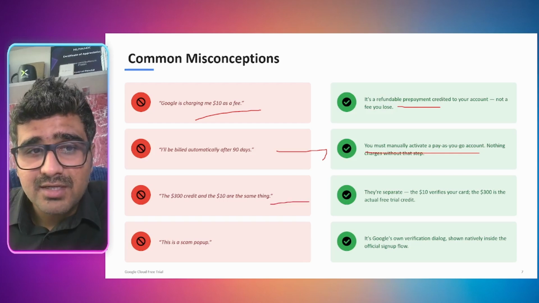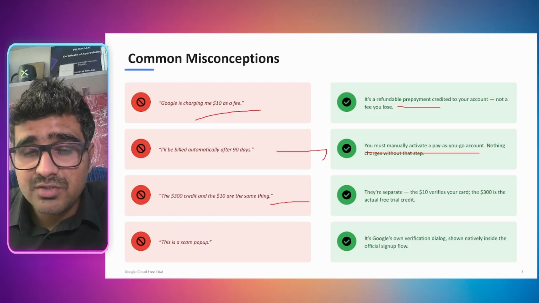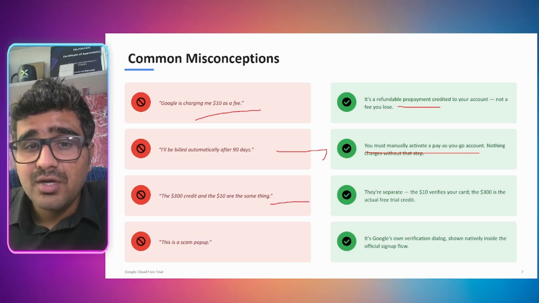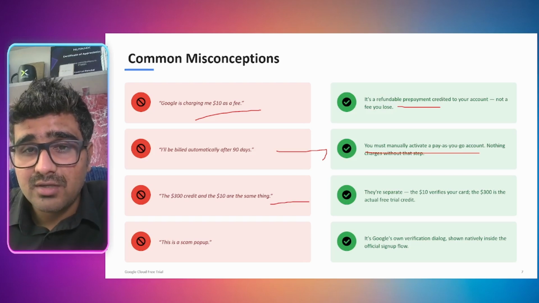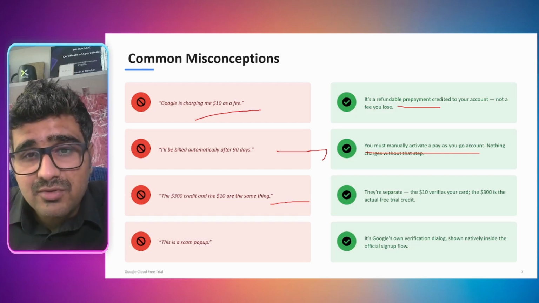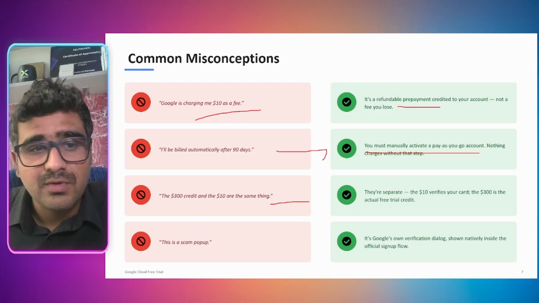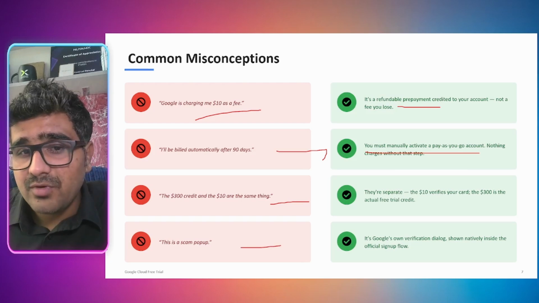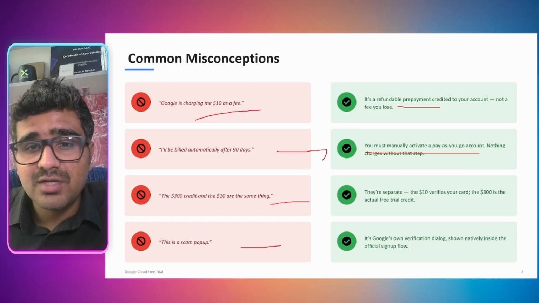Are the $300 credits and the $10 the same? No, it's not like that. The $10 is just for the verification, and $300 is the actual trial credit, meaning you're getting $300 that you can consume by creating resources, creating different scenarios, practicing, and so forth. And is this a scam pop-up? No, it's not like that. Google owns the verification and dialogues.